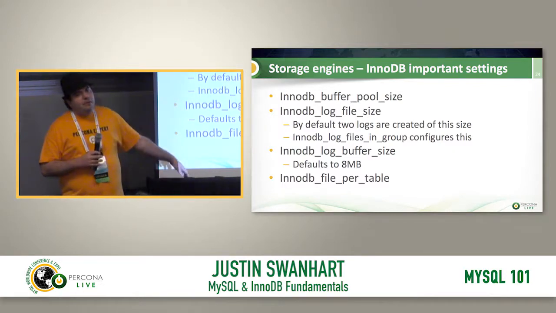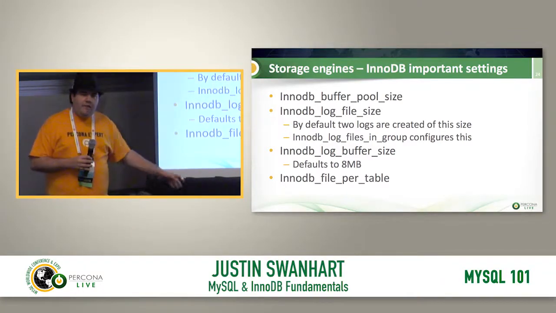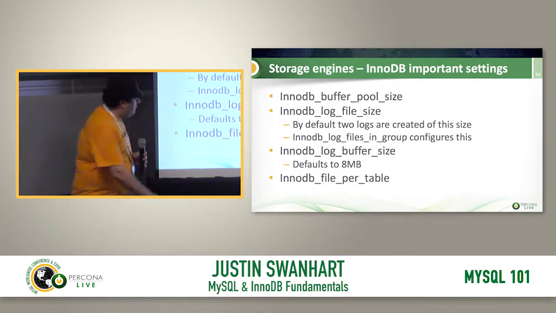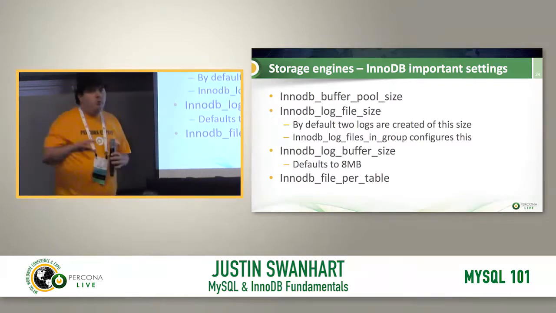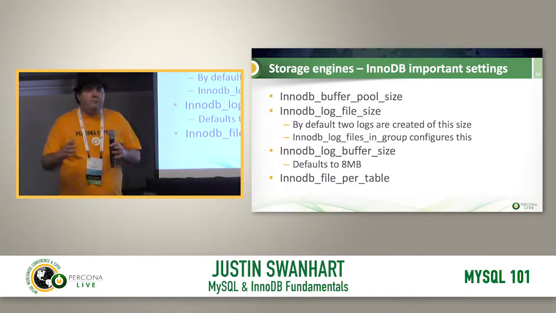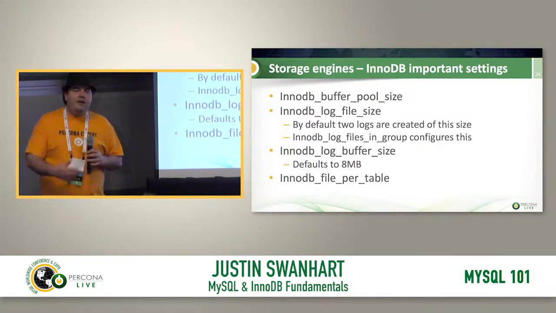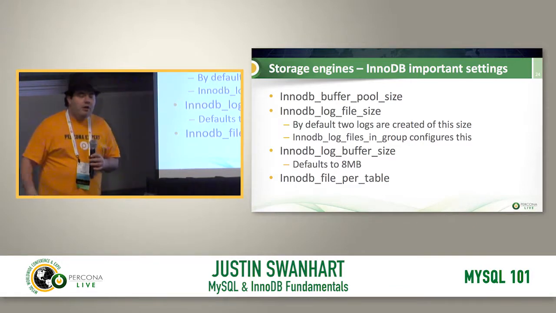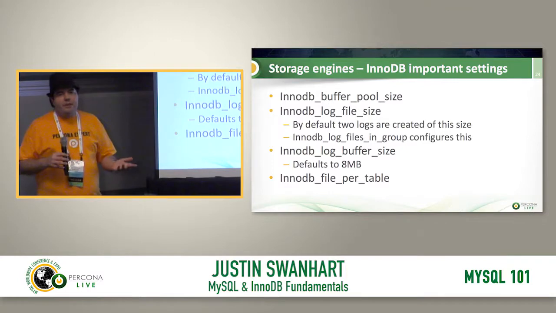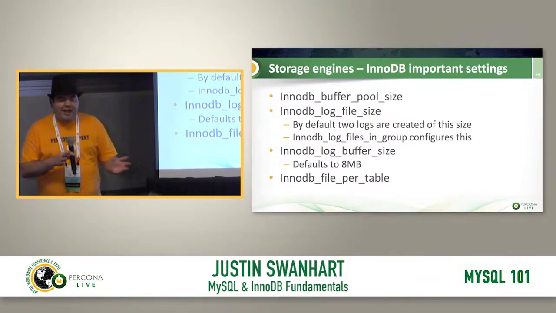And innodb_file_per_table, it's the default in 5.6, but not in 5.5. This puts every InnoDB table into its own file on disk rather than using one big shared tablespace. The biggest advantage here is that if you truncate or drop that table, space gets reclaimed on disk. If you use the central tablespace, it's not going to be able to reclaim that space. The central tablespace can't shrink.